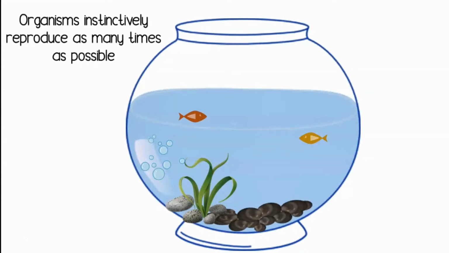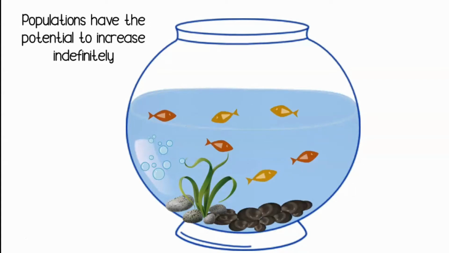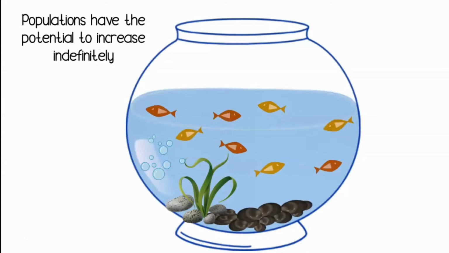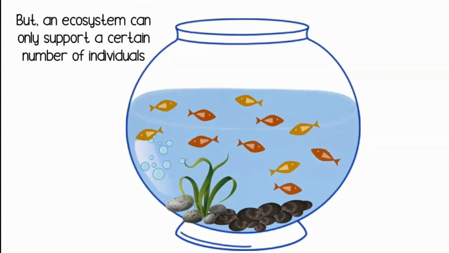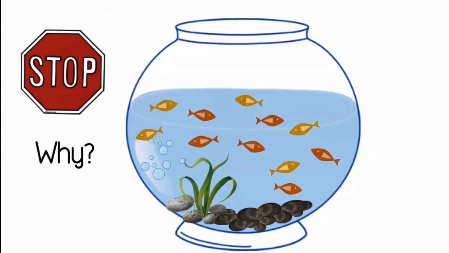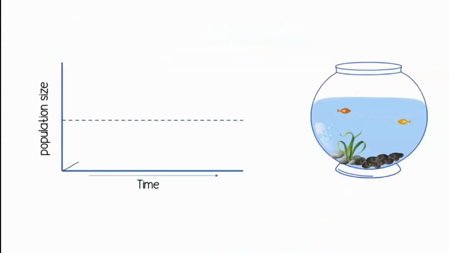Organisms instinctively reproduce as many times as possible. Populations have the potential to increase indefinitely. But an ecosystem can only support a certain number of individuals. Why? Let's look at the growth of the fish population once again on this graph here.